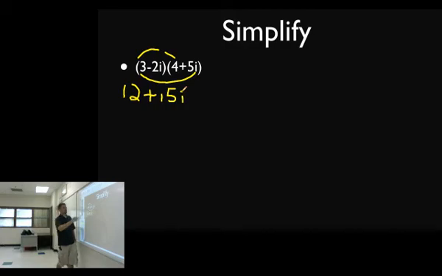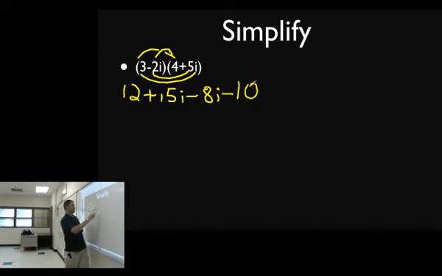Okay, and then we're going to take the inside, that's -2i times 4, so that's going to be -8i. And then that last term there is going to be -2i times 5i. All right, so that's going to be a -10, and this is i times i, which is i squared.